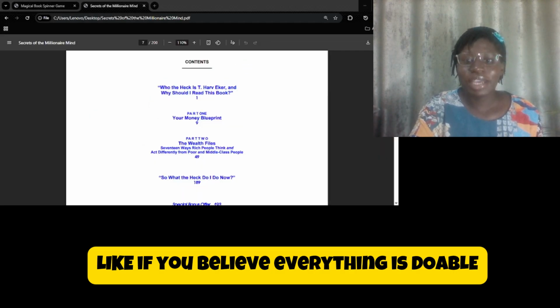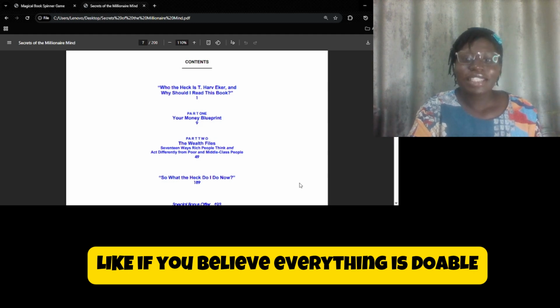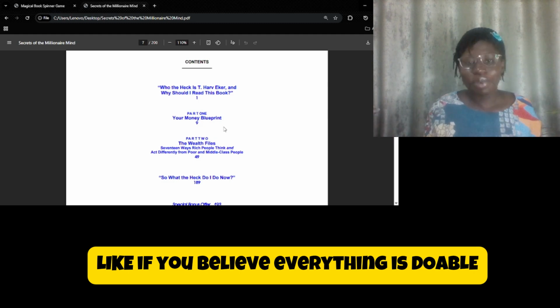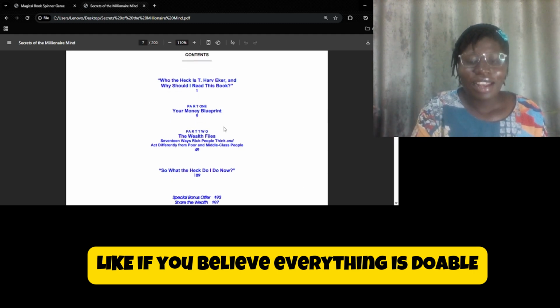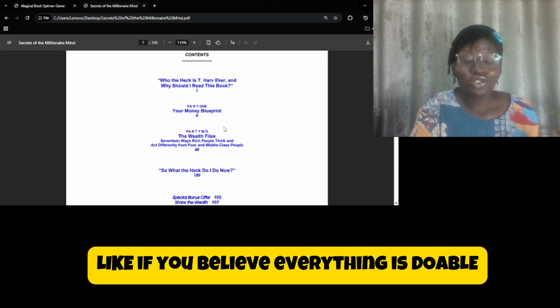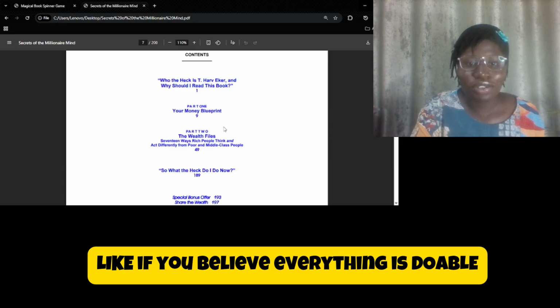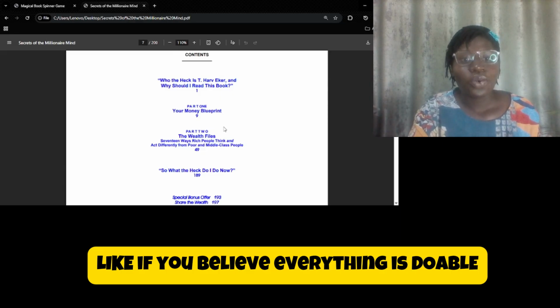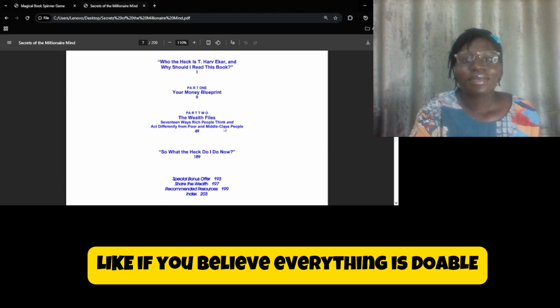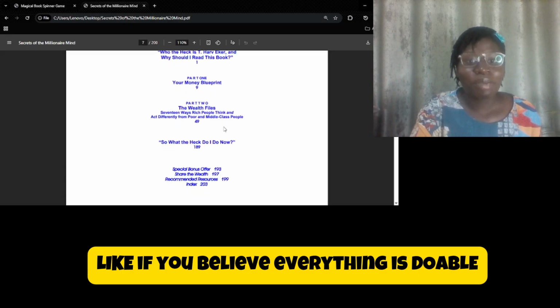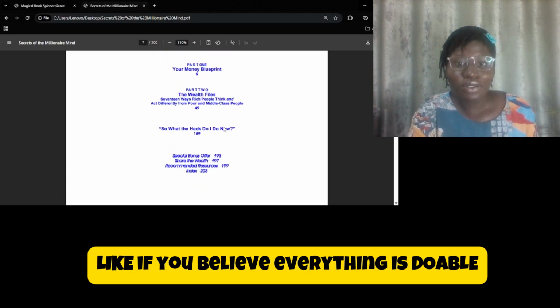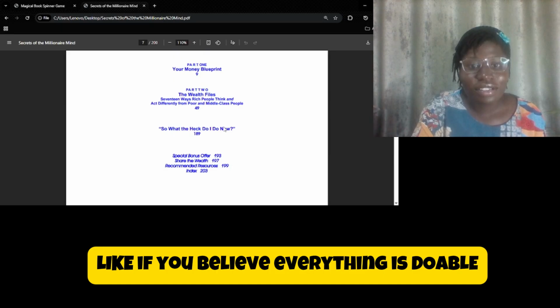So here is page 7. Page 7 basically has the table of contents, and I think this is very helpful because it will let you know what to expect in this book. So the first thing you'll find is, who the heck is Harv Eker, and why should I read this book? Part 1, your money blueprint. Part 2, the wealth files. 17 ways rich people think and act differently from poor and middle class people.